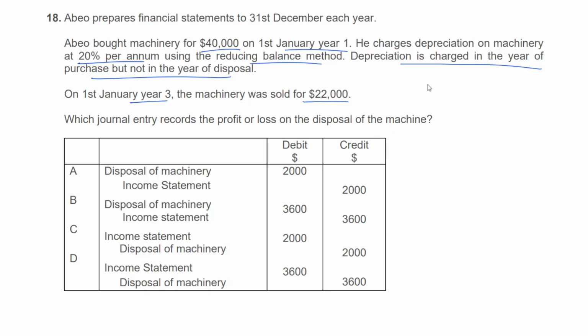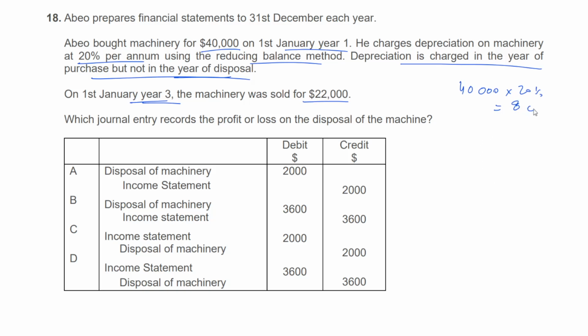Is that correct, everybody? Yes, I hope so. You understand that point. There is no depreciation in the year of disposal. Year 3 is the year of disposal. Year 1 and year 2 will be depreciated. So 40,000 times 20%. What is the depreciation for the first year?